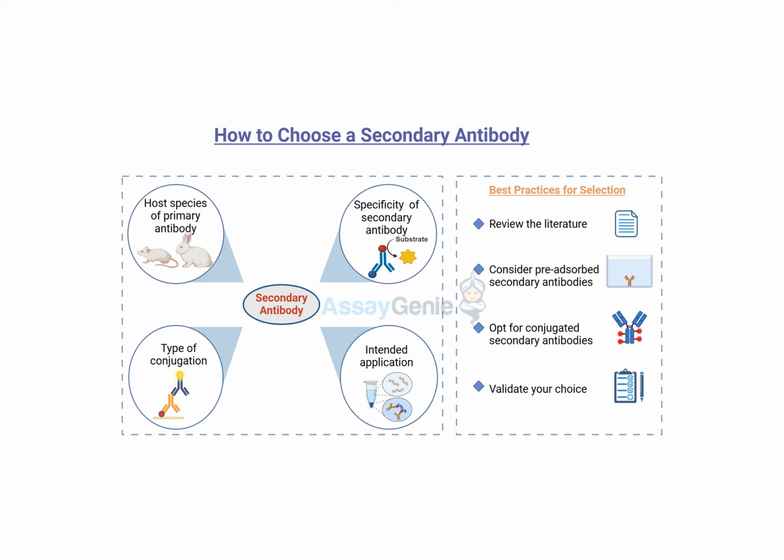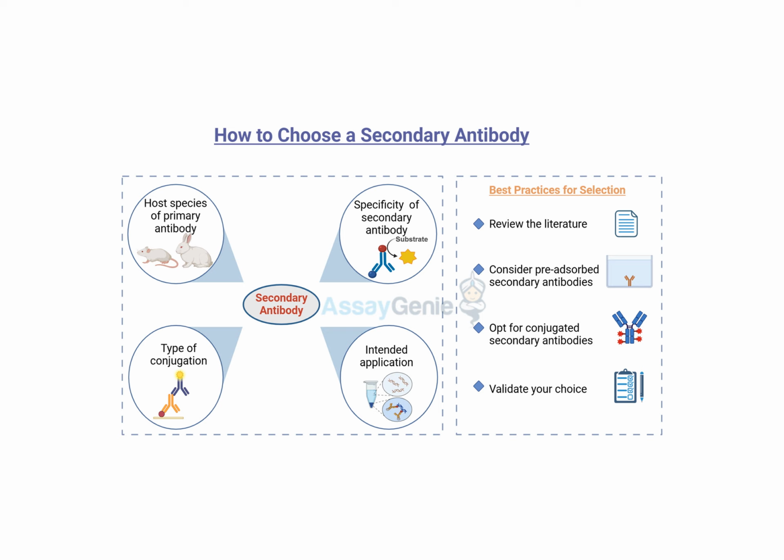Yeah. I mean, you got the host species, the conjugation, affinity, specificity. And don't forget about validating your choices with those control experiments. Right, the controls. Those are critical to making sure your results are accurate. The source did mention that, but I'd love to hear a little bit more about it. Sure. Can you explain why those controls are so essential when you're working with these secondary antibodies?